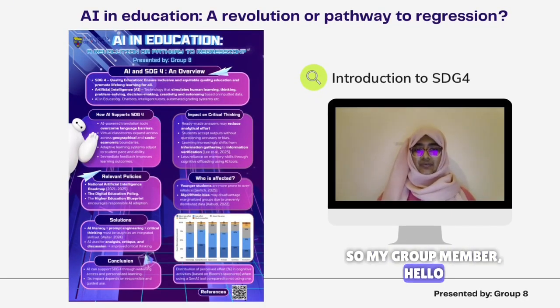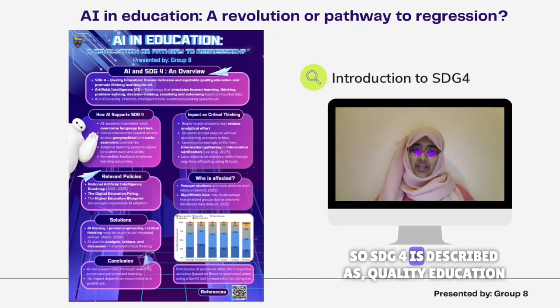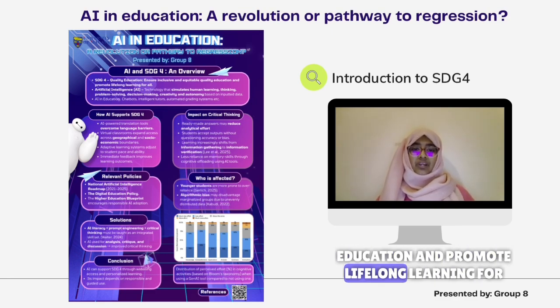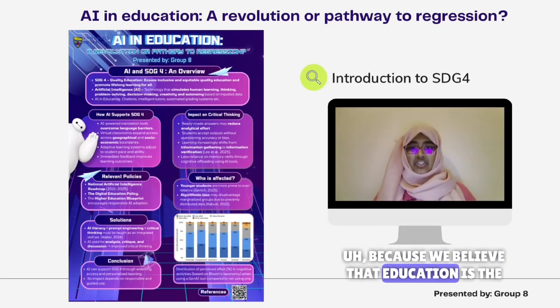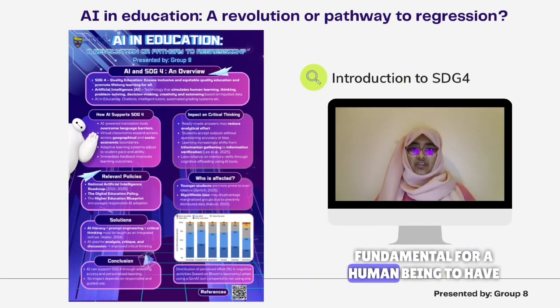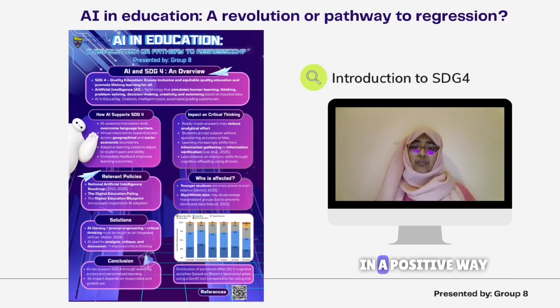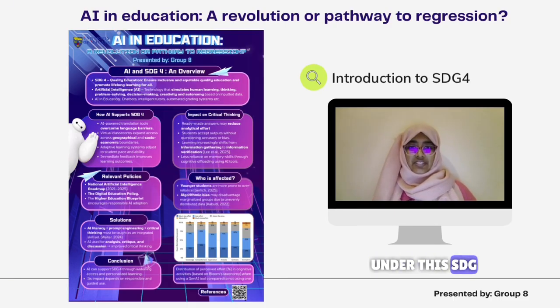Assalamu alaikum and hello, I'm Nubla Hussain and I'll be introducing SDG 4. SDG 4 is described as quality education: ensure inclusive and equitable quality education and promote lifelong learning for all. Because we believe that education is fundamental for a human being to have self-respect and to contribute to society in a positive way. So there are multiple targets that fall under this SDG.